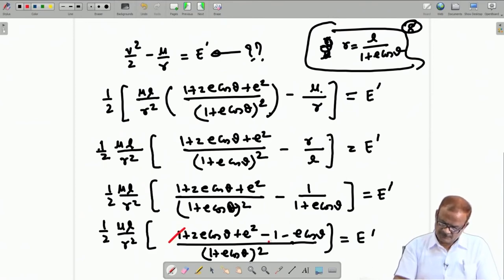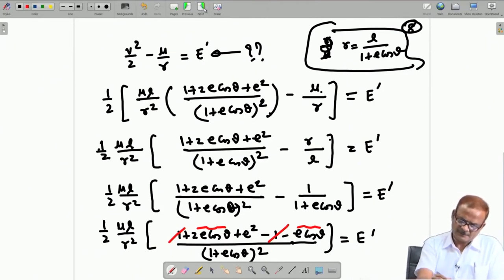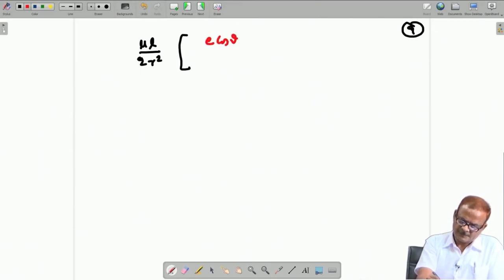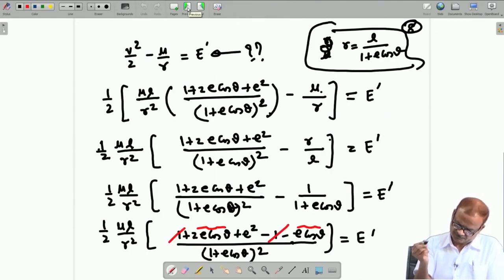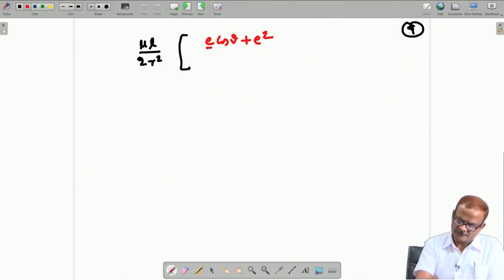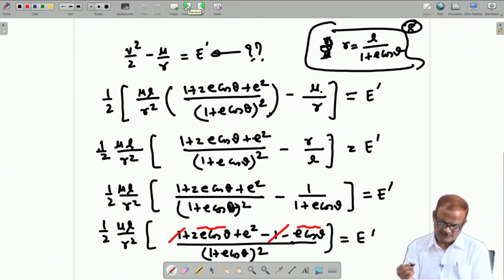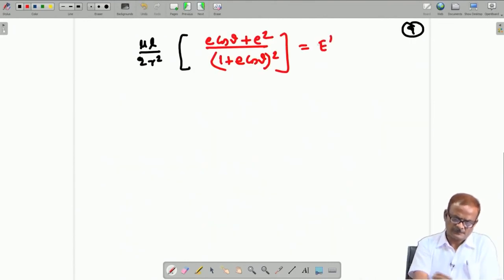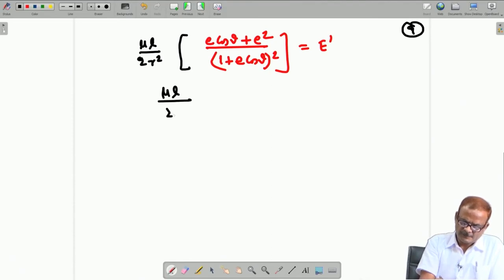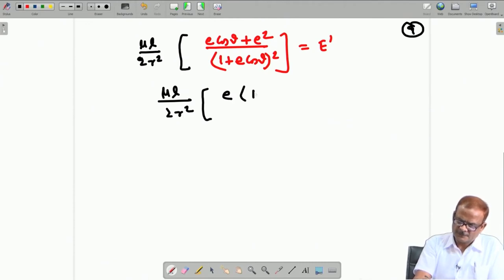Now, this one will cancel out, and here this part we have to subtract. So, this will be e cos theta plus e square, e cos theta plus e square, divided by 1 plus e cos theta whole square. Okay, this equal to e prime. So, mu l by 2 r square, we take it outside common. So, this is e cos theta.